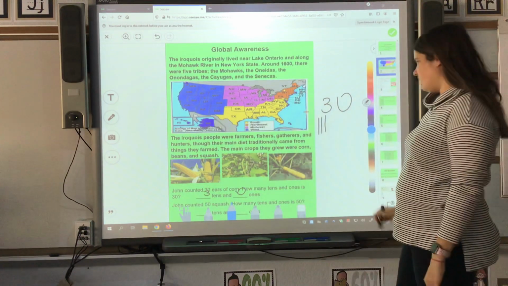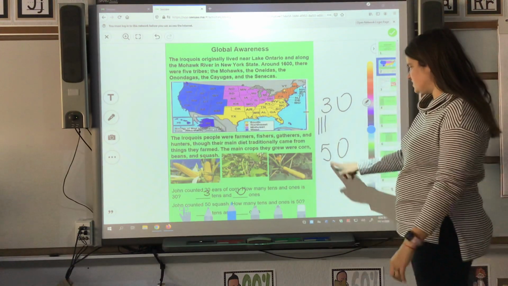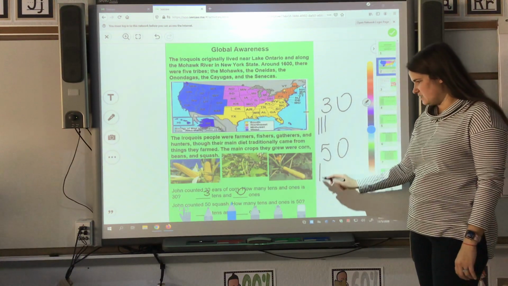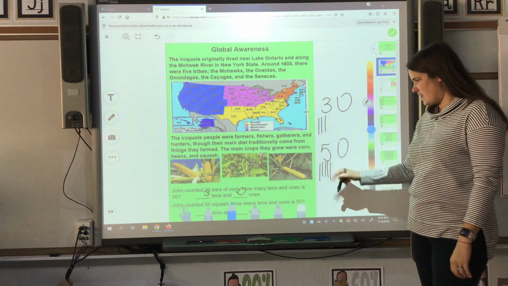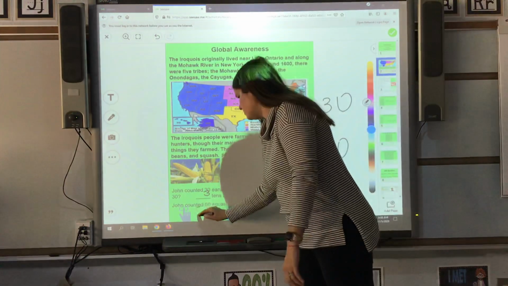John counted 50 squash. How many tens and ones is 50? So I look at this first number and that is my tens. So I know that he had 5 tens and 0 ones. Awesome.